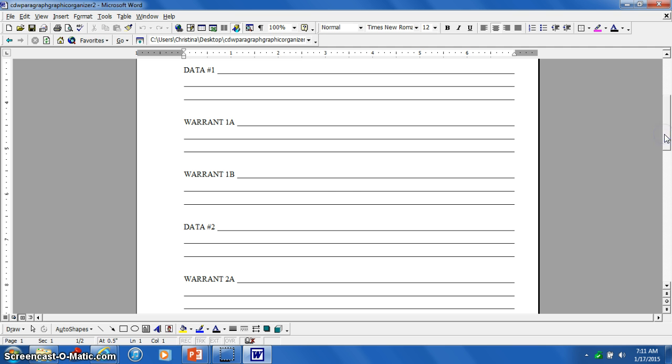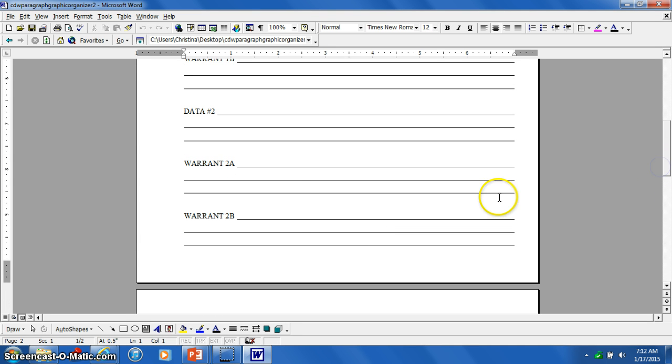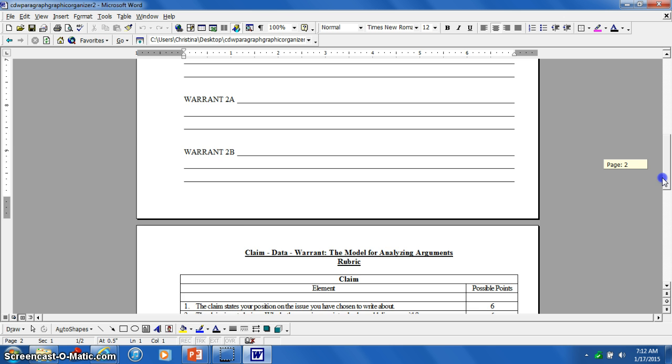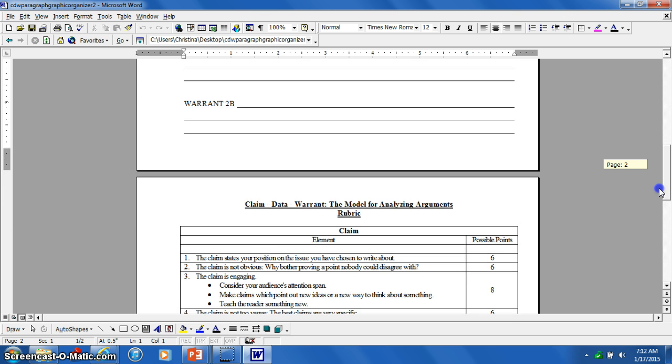For your second piece of data, your second piece of evidence, you want that to reflect your transition sentence into the counterclaim. So how does that data negate the counterclaim, prove that it is wrong for your claim, and then the commentary on that data. You will make sure that you have 3 of these, one for each body paragraph.